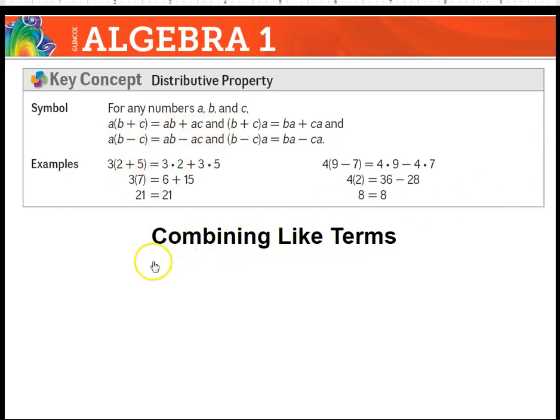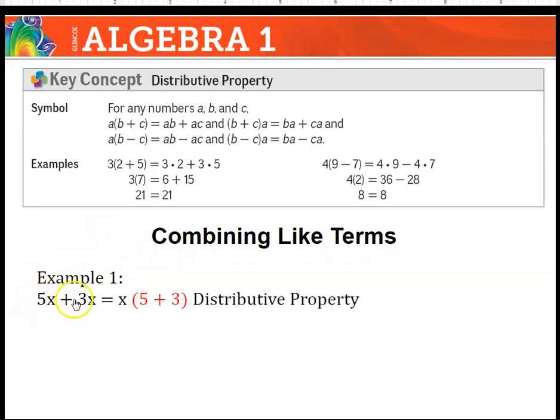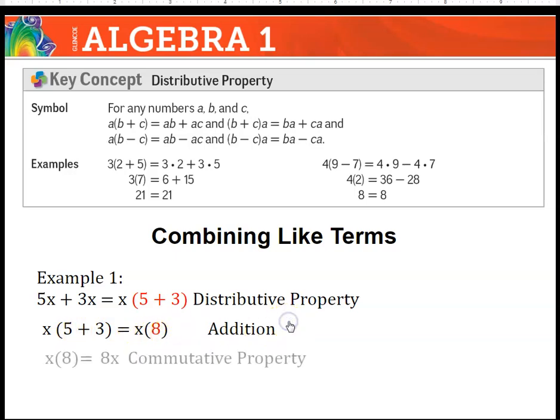When we look at it for combining like terms, let's say we start with something like 5x plus 3x. Well, if I use the distributive property in the reverse, okay, 5x plus 3x would be the same as x times in parentheses 5 plus 3. That's a distributive property. All I did was take the x away from both of the 5 and the 3. If I go ahead and then take that 5 and 3 and add them, okay, I end up with 8. So I have x times 8. And x times 8 would be the same as 8x.